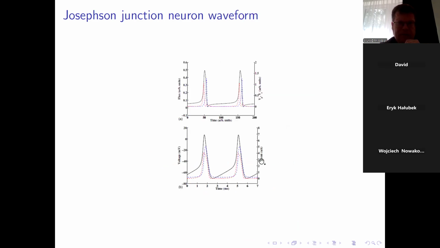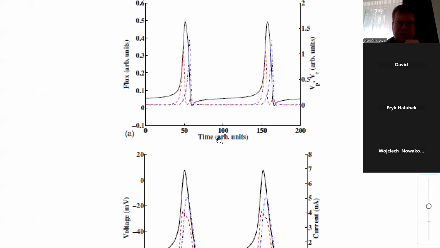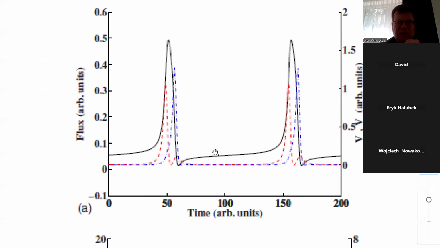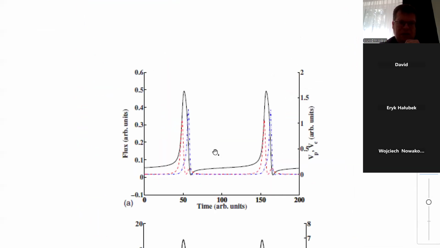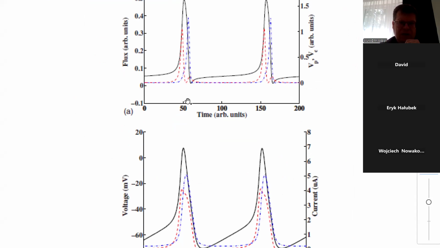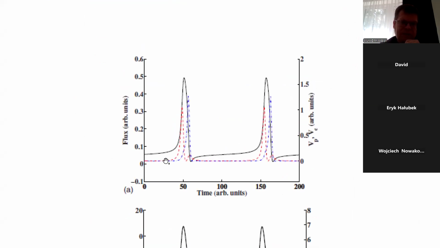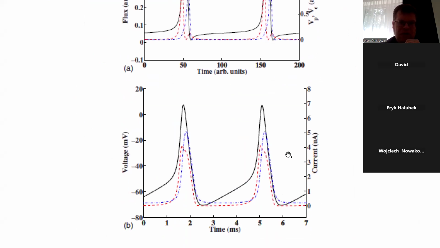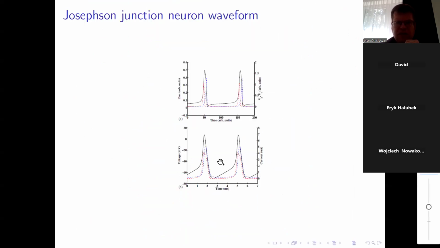All right. And then there is the Josephson junction neural waveform with time. So maybe I am supposed to magnify it a little bit. So there are two, the flux and time. So you have flux, magnetic flux arising with time. That's how it's presented here. And then we have voltage increase with time. This is the way it's presented here.